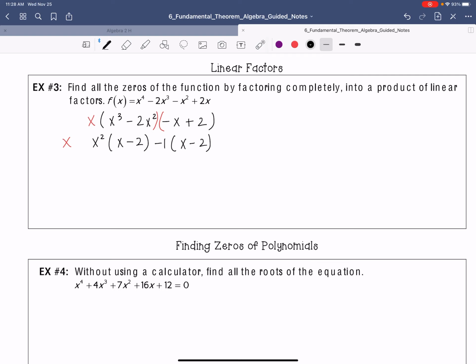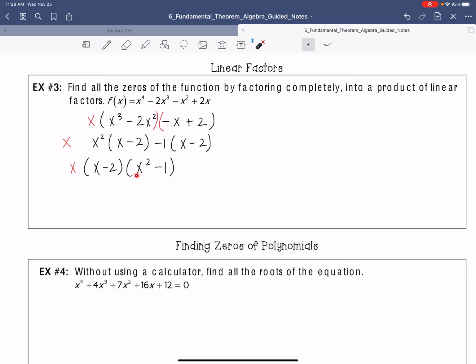Again, this other x is just kind of chilling out front. So we have, I'll keep him in red so we don't lose him, x. Out of the first grouping, I'm going to take out that x minus 2. So then I'll be left with an x squared minus 1. As of right now, this is linear, but this is still quadratic.